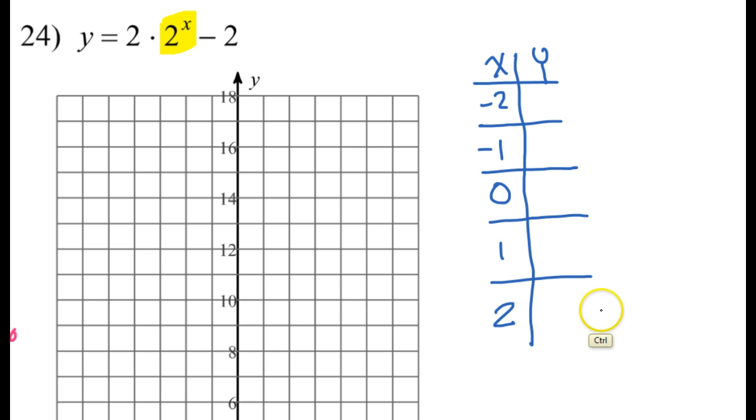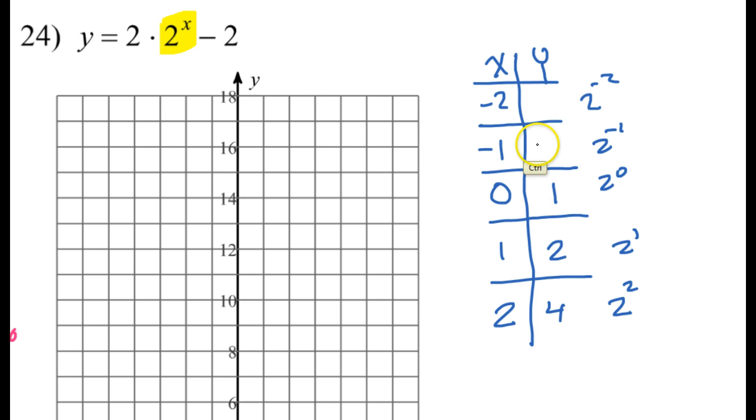So that means I'm literally doing 2 to the x power. So 2 squared, 2 to the 1 power, 2 to the 0 power, 2 to the -1 power, and 2 to the -2 power. I recommend starting from the bottom and working your way up. So that would be 4 and 2 and 1. The next two will just be the reciprocals of the bottom two. So this will be 1/2 and 1/4. So I got all those good y values.